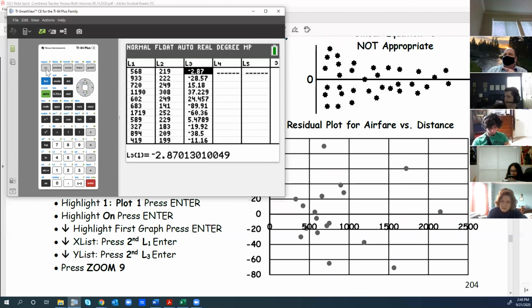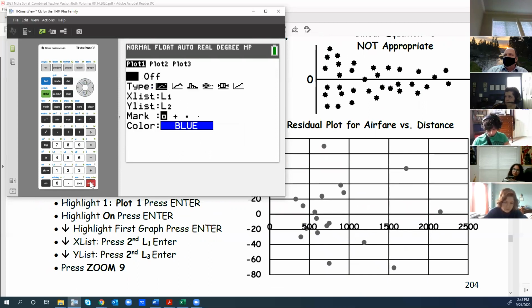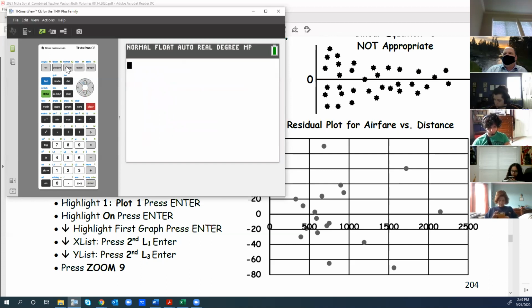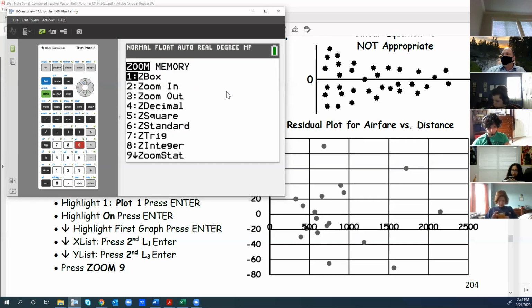Okay. So second, stat plot, press enter, arrow to the left, drop down, highlight the very first graph. Now my X list isn't changing, but my Y list is my residuals, which is L3. So I'm going to press second 3, and then I'm going to press zoom 9. Once again, if you don't get a graph, press clear followed by zoom 9, and it should pop up.